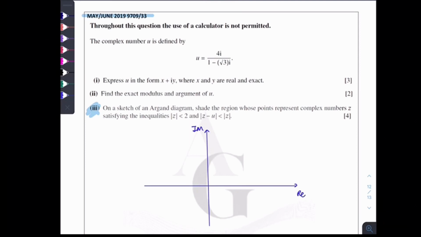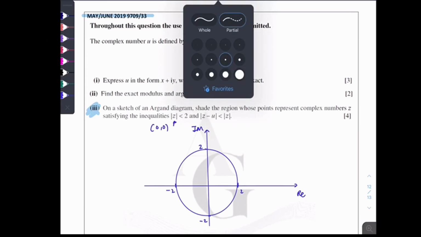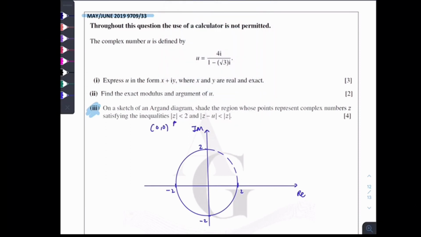Let's sketch the first one. It's a circle where the center is 0, 0 with radius 2. So the radius 2 means it intersects here at 2 and -2. And take note, there's no equal sign for this inequality, which means the circle should be a dotted line. Less than 2 means you have to shade the area inside the circle. But before we can shade it, we have to consider the second inequality as well.